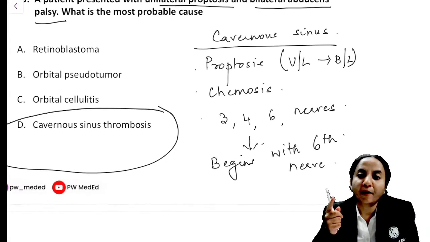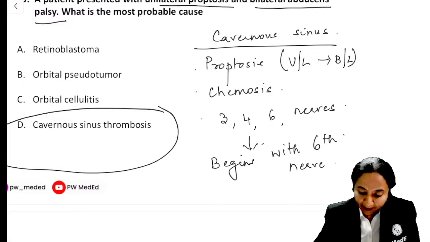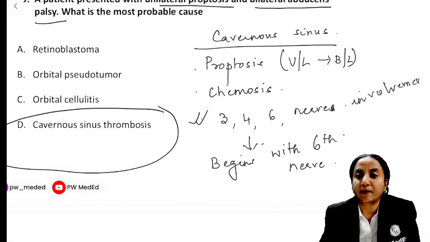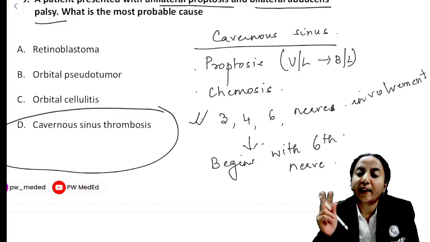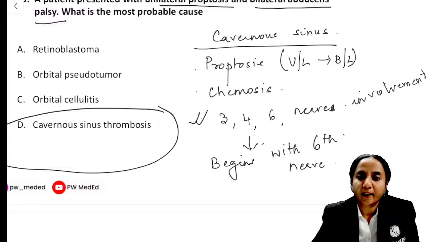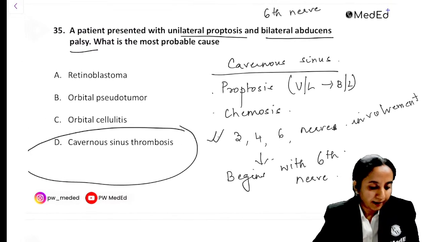So proptosis will be there. It begins unilaterally but later can become bilateral. There will be chemosis and there is involvement of third, fourth and sixth nerves. But it begins with the sixth nerve, because the sixth nerve is inside the cavernous sinus, whereas the third and fourth nerves are in the wall of the cavern. So that is why we are marking cavernous sinus thrombosis as the answer here.